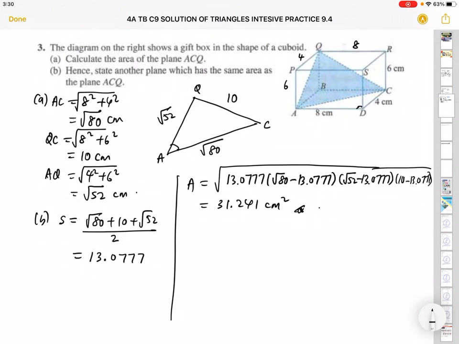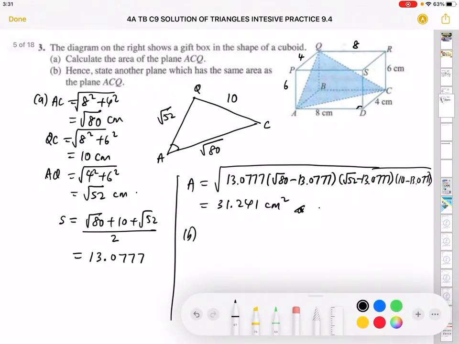So now let's look at part B. Okay, actually that is only part A. I haven't finished this yet. Part B, they ask for another plane which has the same area as plane ACQ. Now the most important thing to get the same area is that you must have the same lengths. So there are actually a lot of possibilities.